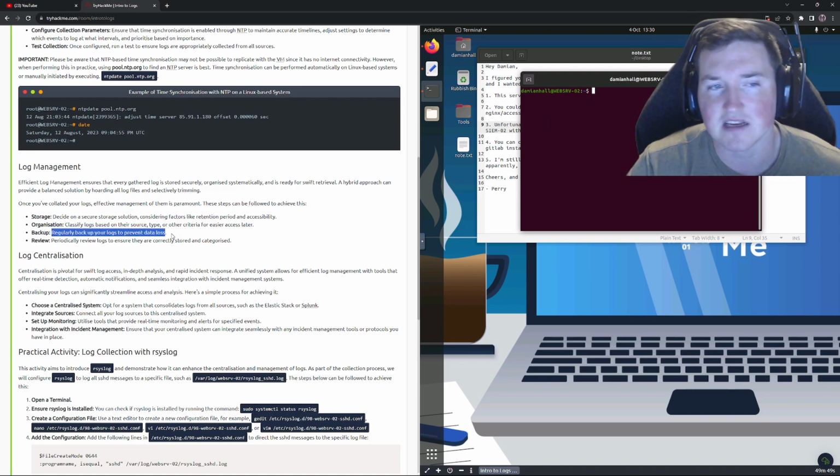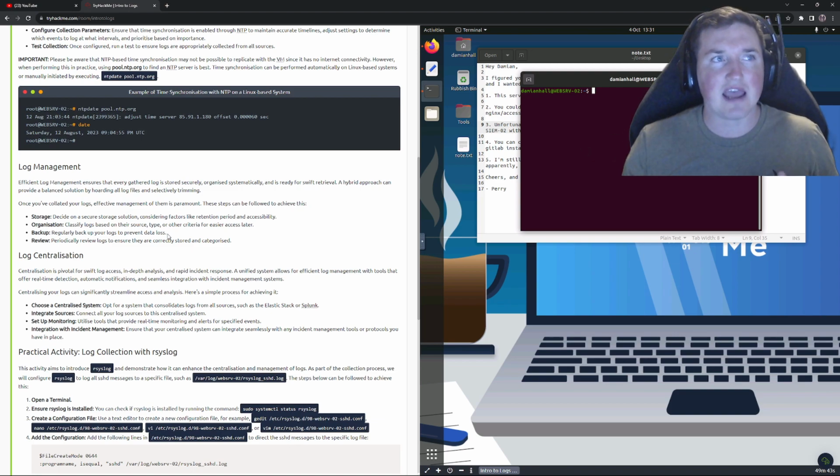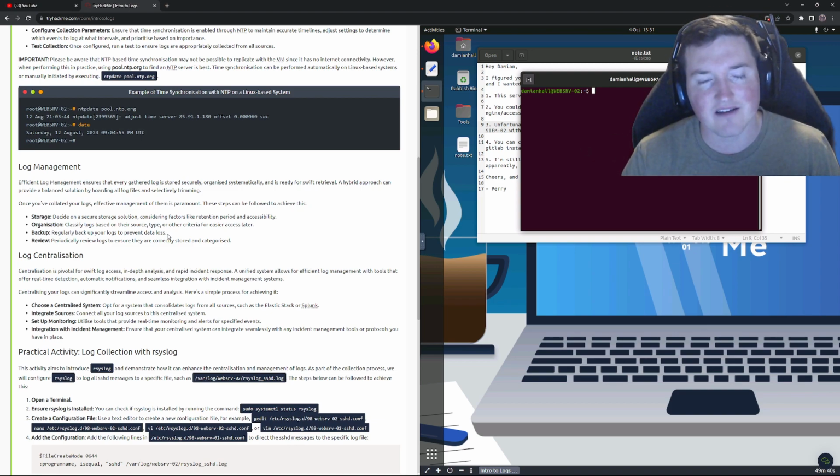Backup. This is exactly what you should do with everything. Regularly back up your logs to prevent data loss. So why do we do this, besides the fact that you could have some power outage and lose all your stuff? Well, what if an attacker comes into your system and actually changes those logs, right?